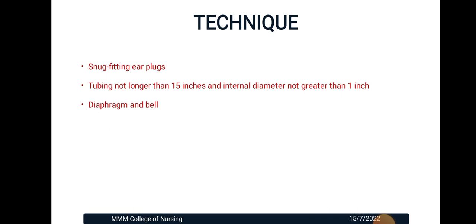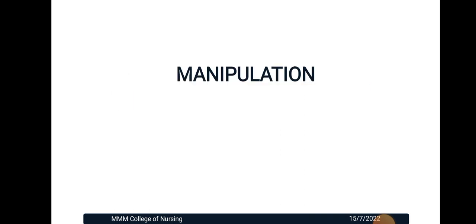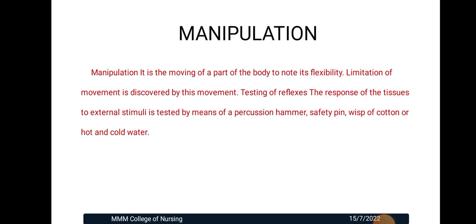Coming to the techniques: snug fitting earplugs, tubing not longer than 15 inches and internal diameter not greater than 1/8 inch, diaphragm and bell. Coming to manipulation. Manipulation is moving a part of the body to note its mobility. Limitation of movement is discovered by this method. Testing of reflexes: the response of the tissues to external stimuli is tested by means of percussion hammer, safety pin, wisp of cotton or hot and cold water.